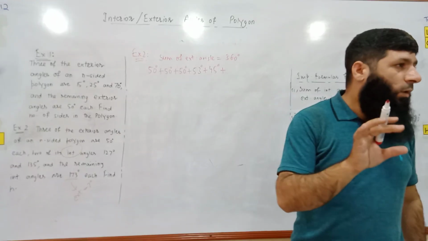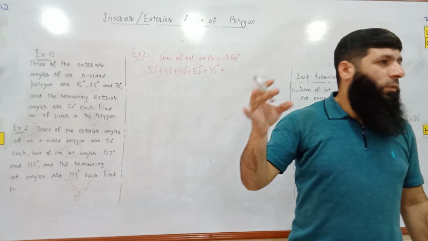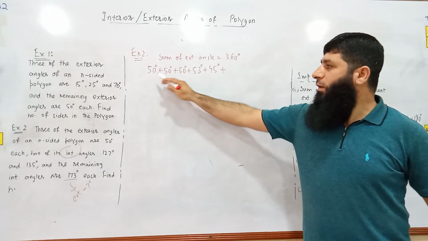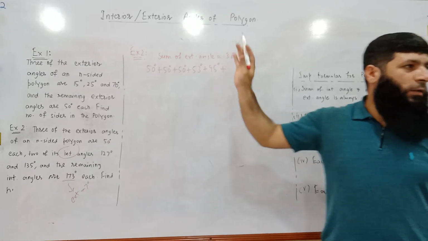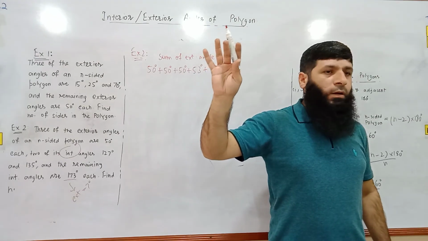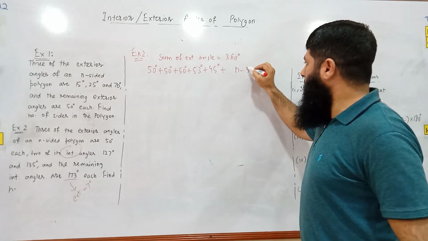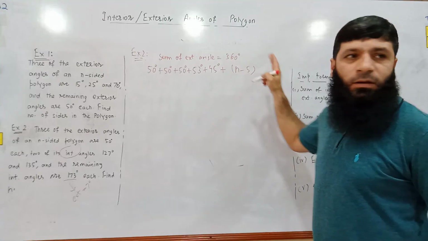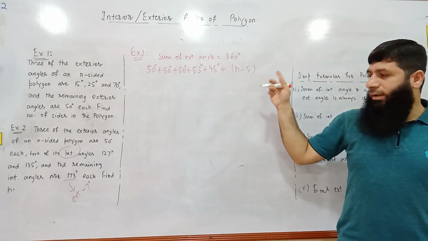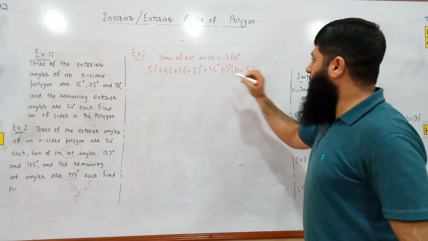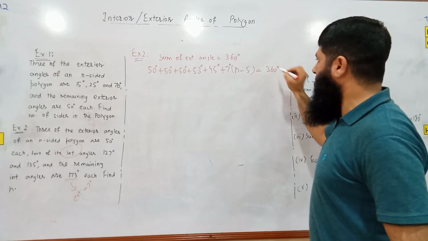One more thing. You have n angles, and you have information about 5 angles: 1, 2, 3, 4, 5. So what are the remaining angles? It will be n minus 5. Good. You have n minus 5 angles and all these remaining angles are 7 degrees each. So you need to multiply this by 7. So this will be equal to 360.